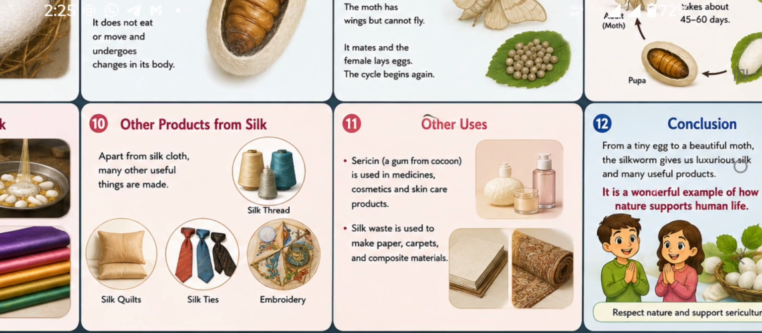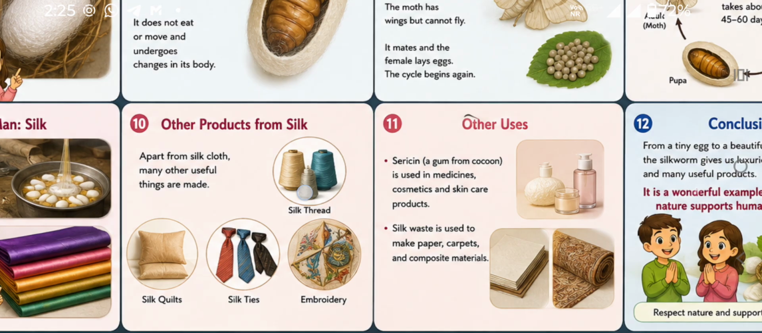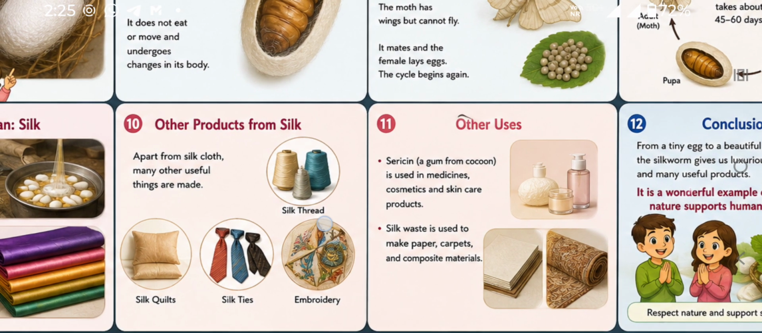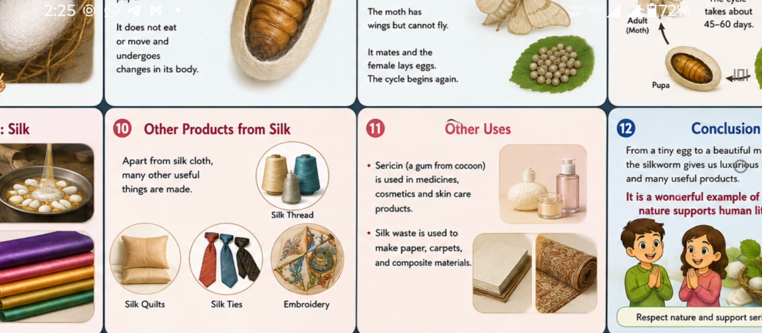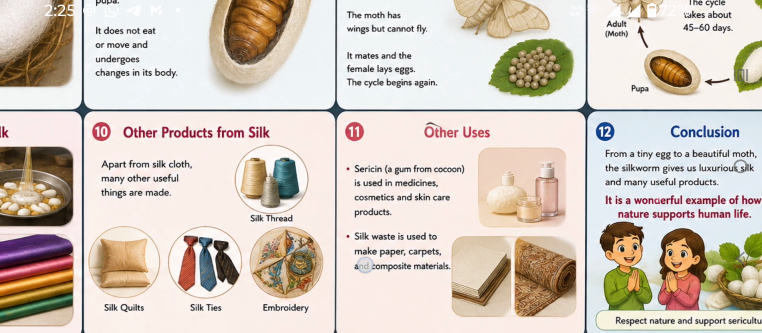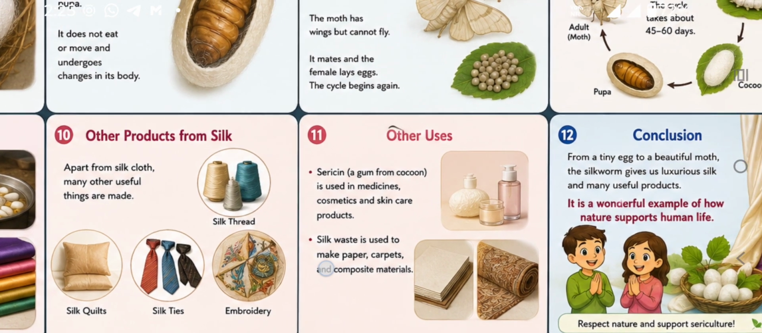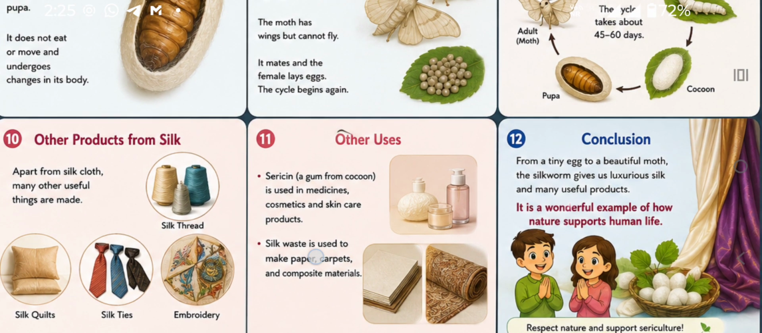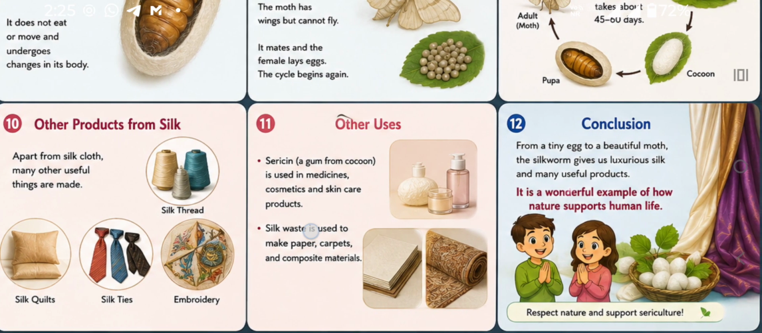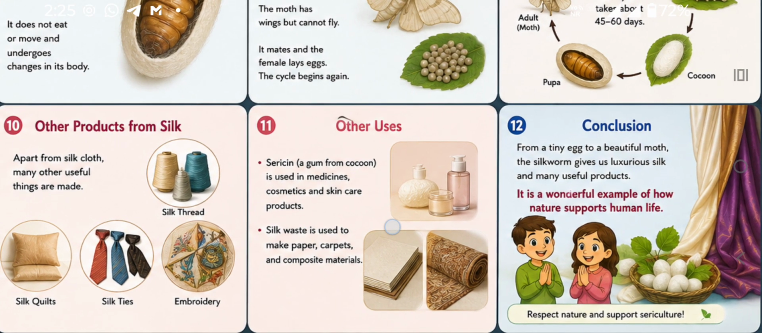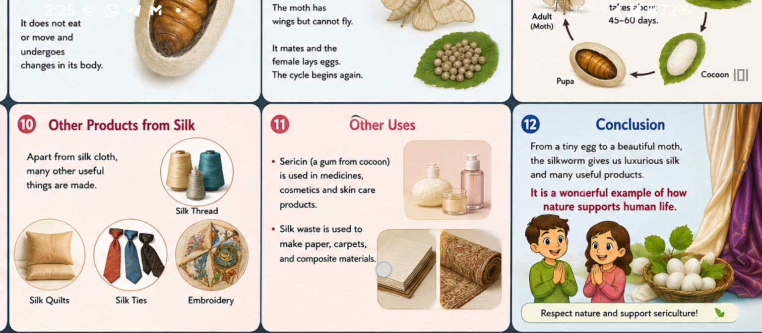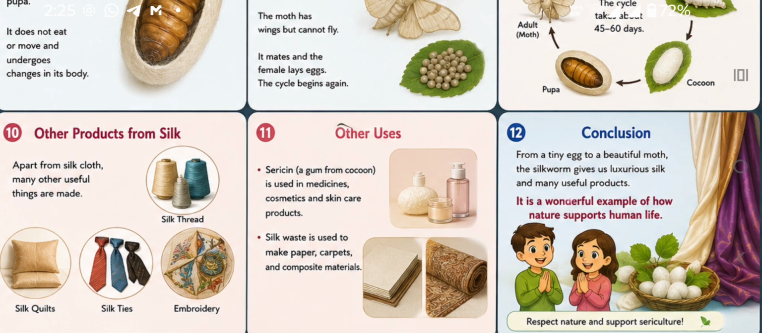Other products can also be prepared from silk, like threads, and you can use silk for quilts and for embroidery, and many more things can be prepared with the help of silk thread. Other uses: sericin, which is a gum, comes out of the cocoon. It is used in medicines, cosmetics, and skin care products. And silk waste is also used to make paper, carpets and composite materials.